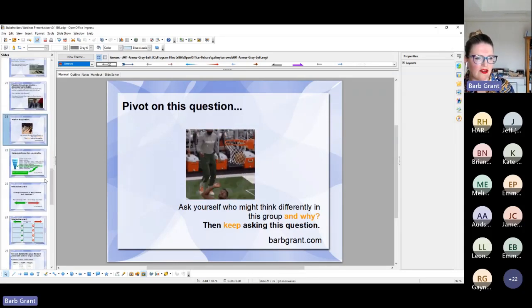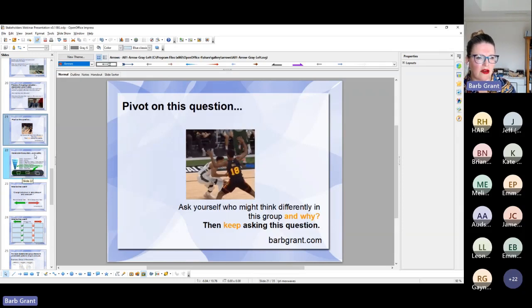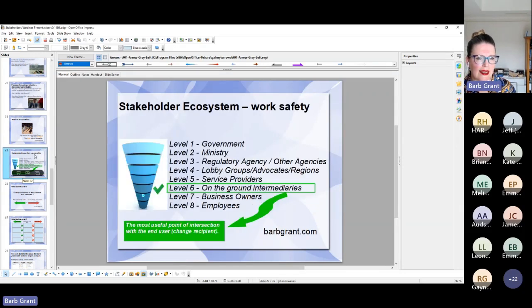And then I have some other thoughts about stakeholders that I thought were worth putting in here. I've worked on a few fairly, at least in the New Zealand context, quite significant pieces of late. And one of them was working across the entire ecosystem for work safety.